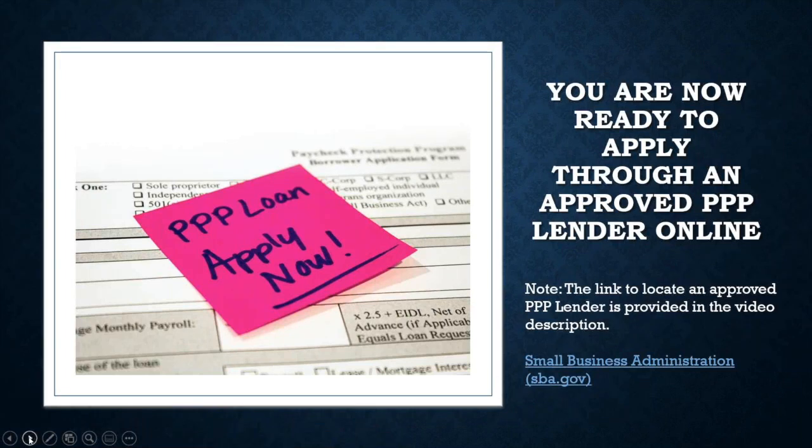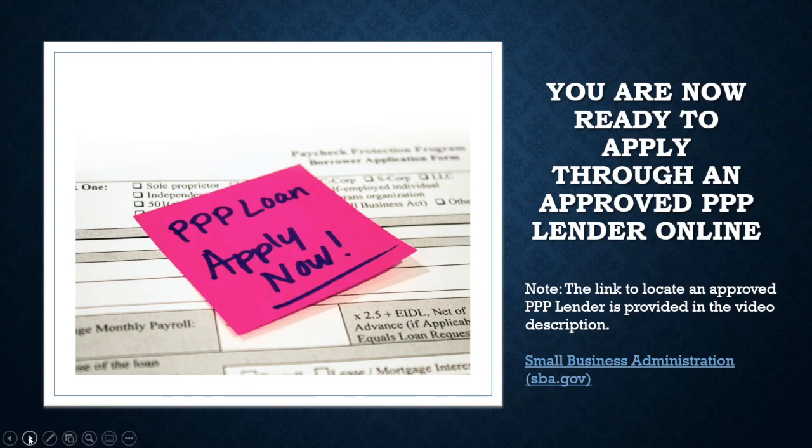It's a 2-page application. I've walked you through that process step by step. If you write your numbers in on the paper application, and once you have that done, now you are ready to apply through an approved SBA PPP lender online. And I have a link here on the screen, and I'm also including this link so that you can go and locate an approved PPP lender, and you can click on their link and you can apply for the PPP loan. Now, this link, I have included it in the description to the video.